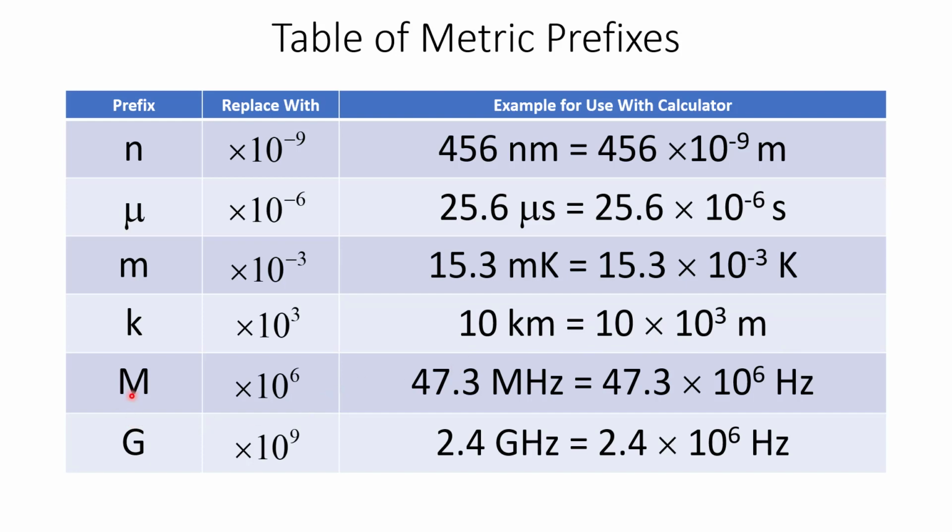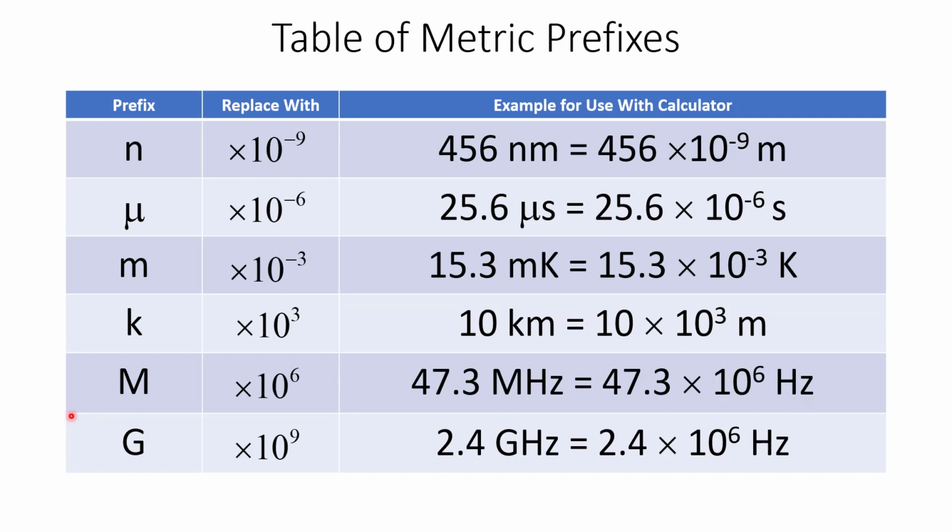All right, a capital M is a million. It's pronounced mega, and so if you see mega on something or a capital M, you can replace it with times 10 to the sixth. So 47.3 capital MHz, you would read that as megahertz. That's our unit of frequency we haven't dealt with yet, but that would be 47.3 times 10 to the sixth hertz.